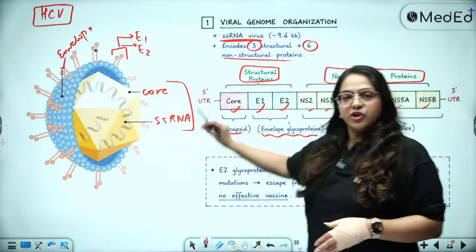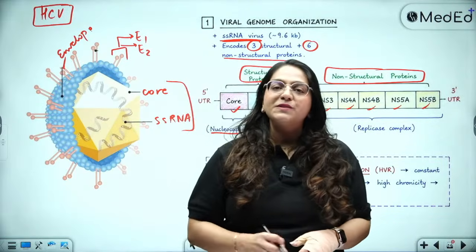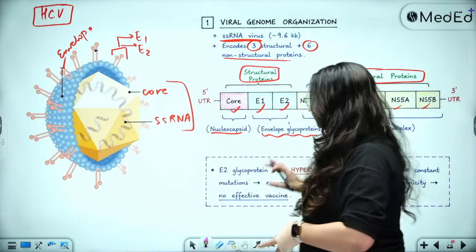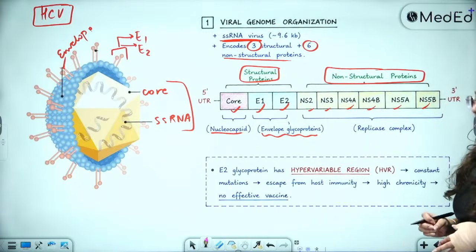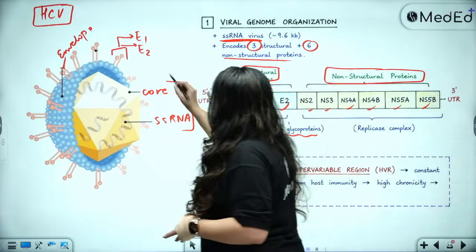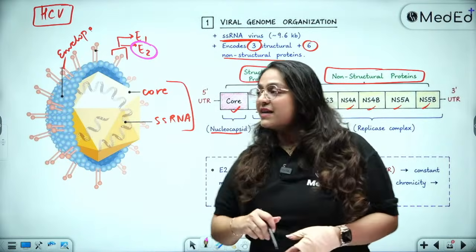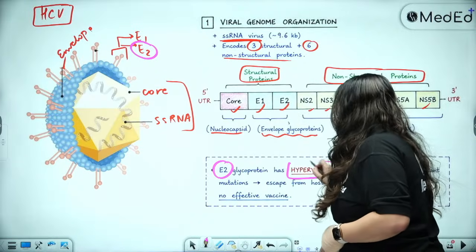Please draw this structure. Make the 3 structural proteins, the core coding for the nucleocapsid, E1 and E2 coding for the envelope proteins. And then the non-structural genes, NS2, 3, 4A, 4B, 5A and 5B. Now, the problem is in this E2. Why is there a problem? Because this E2 is the hypervariable region of this virus.